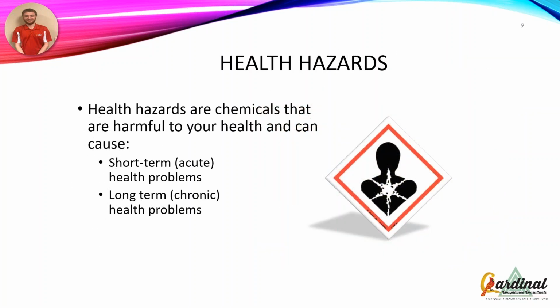Now, besides physical hazards, we're going to have health hazards. And with that, we most prominently are talking about acute problems or chronic problems. So short-term versus long-term. Health hazards are chemicals that are harmful to your health and cause acute health problems or chronic health problems. When you think of acute problems, you're mainly thinking of dizziness, tiredness, maybe a fever. When you're thinking of chronic, though, that's more mesothelioma, cancers, silicosis. Those are those chronic long-term problems that you're going to get from being exposed to a certain chemical.